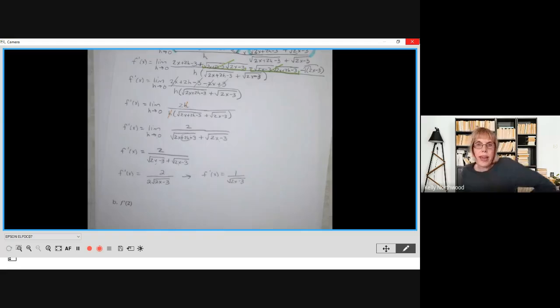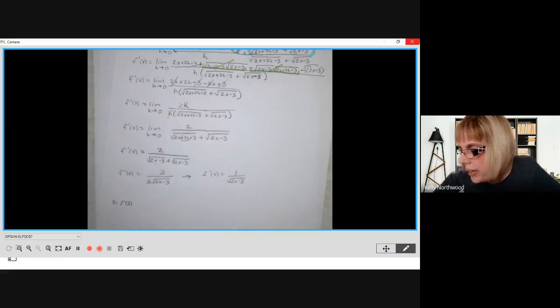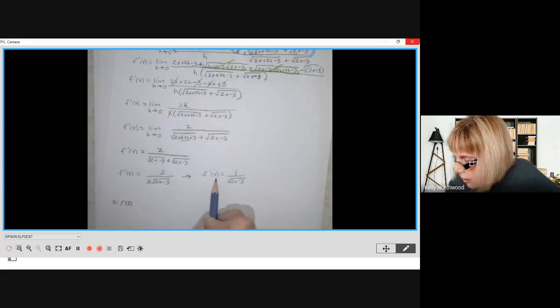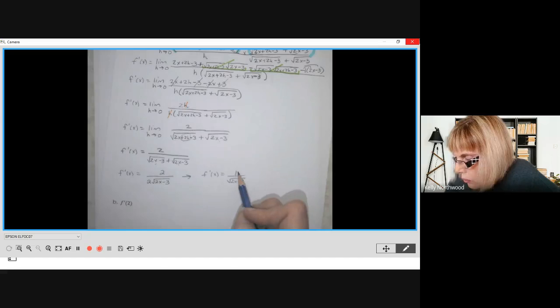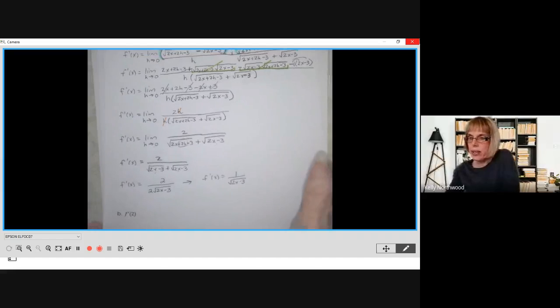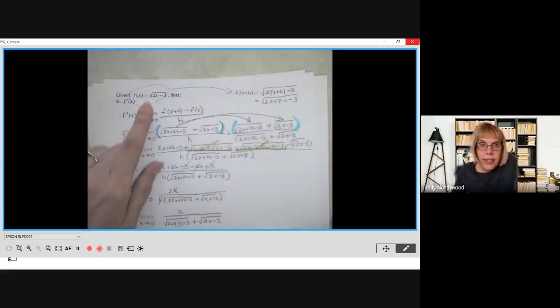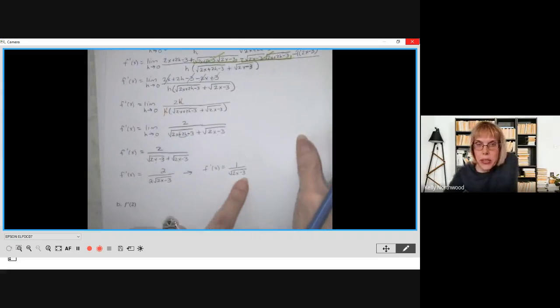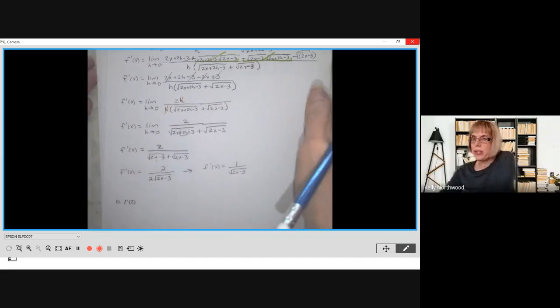So the derivative, after all that work and complicated stuff, ends up looking pretty nice and simple. So the slope of the tangent anywhere can be found by substituting x into the formula 1 over the square root of 2x minus 3. And if you look at the function we started with, f at x equals root of 2x minus 3, and the derivative is 1 over root 2x minus 3, that is really cool.